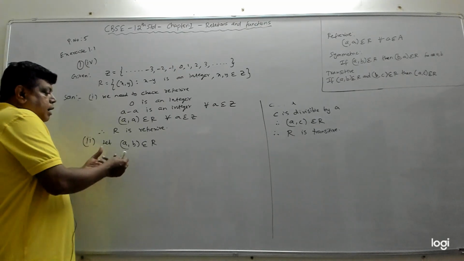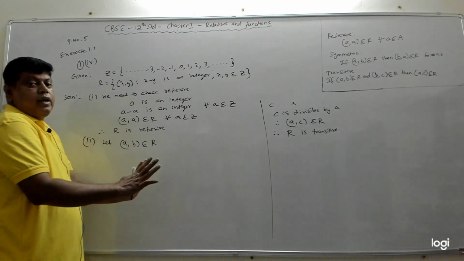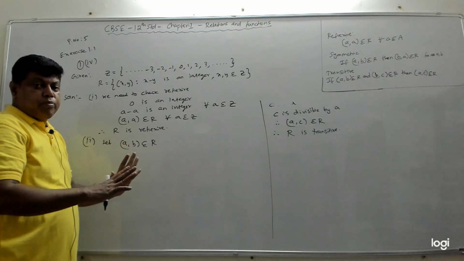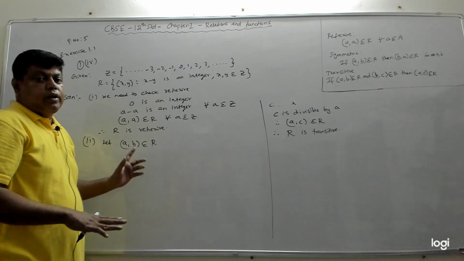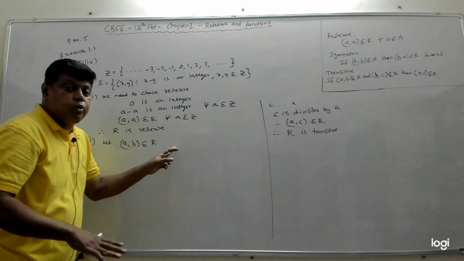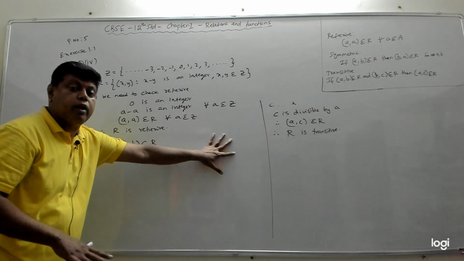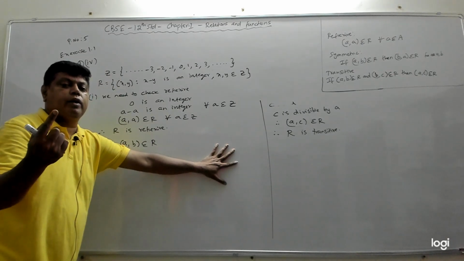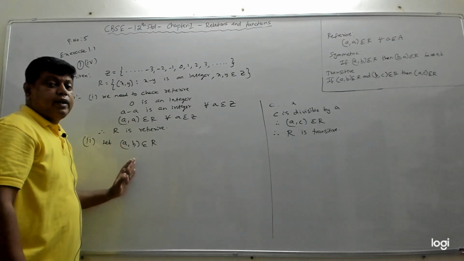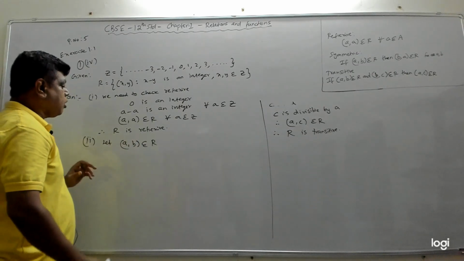So which means I am not taking any particular element, I am taking a general element. If you want to prove something, you have to take a general element. I can't say 1 comma 2 belongs to R and all that. That you can do to say that 1 comma 2 belongs to R but 2 comma 1 does not belong to R. And to prove that it is not symmetric, you can take one particular element. But for proof, you have to take a general element. So let A comma B belongs to R.